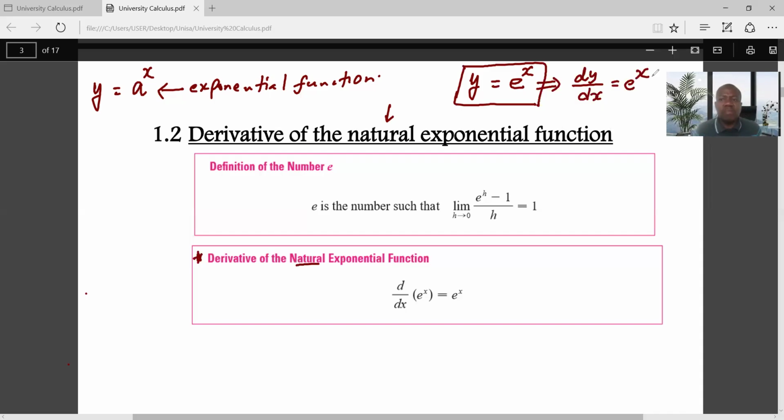But now, in order to prove that the derivative of a natural exponential function is just a natural exponential function, we need to first consider this definition in terms of limits. It says, if you have the number e such that the limit when h approaches 0 of (e to the power of h minus 1) over h, this will become 1.